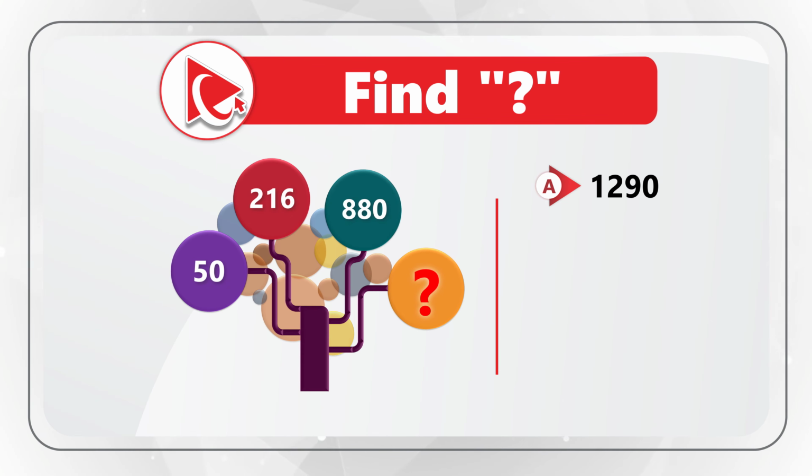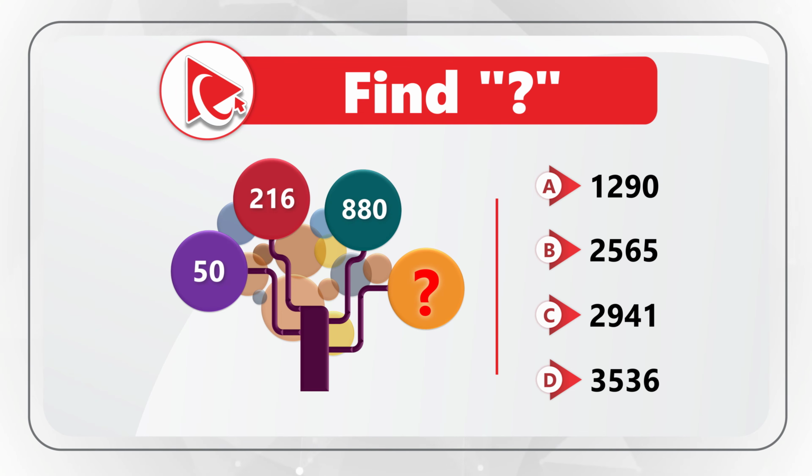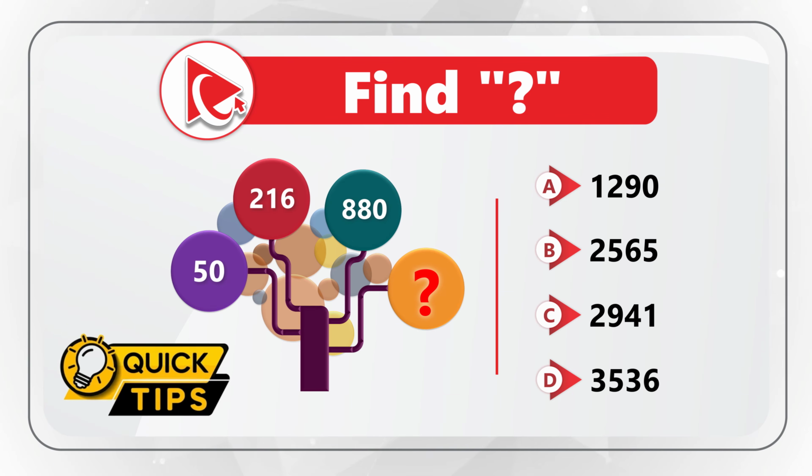Choice A, 1290. Choice B, 2565. Choice C, 2941. And last but not least, choice D, 3536. I'm gonna give you a quick hint.